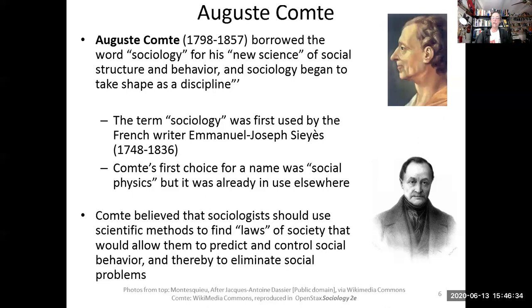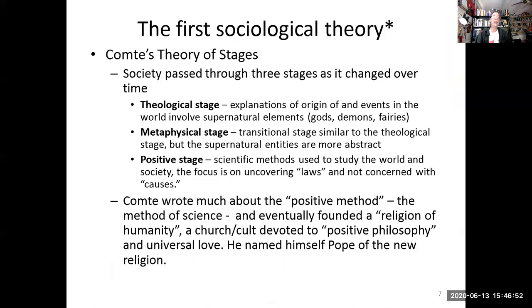He believed you could find general laws of human social behavior, and once you knew how to manipulate human social behavior with specific interventions, you could eliminate all social problems and make the world a better place. Comte had developed a theory of stages, which put sociology at the top, at the pinnacle of this evolutionary schema he developed.